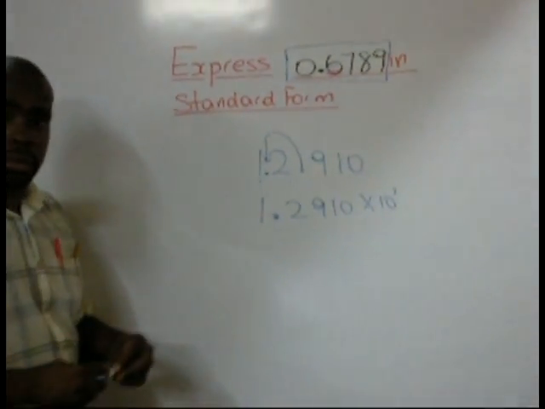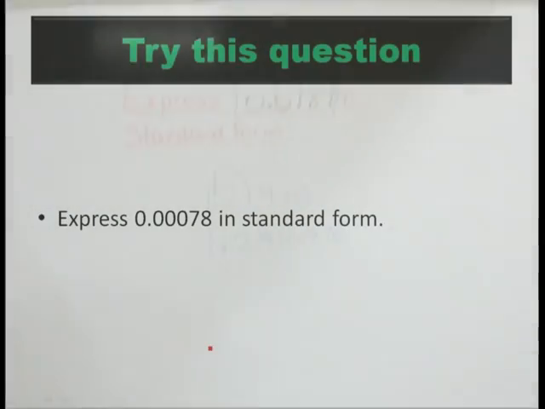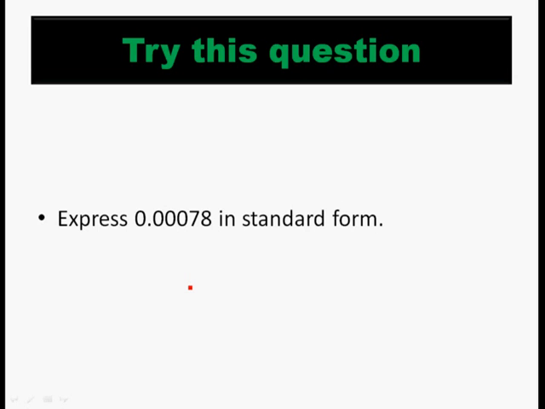So, hope you're getting the gist of it. Okay, here's another try-this question. And of course, you know it's time for you to try this question. Express 0.00078 in standard form. And you know the routine. What's the routine? Pause the video, and guess what? Try this question.